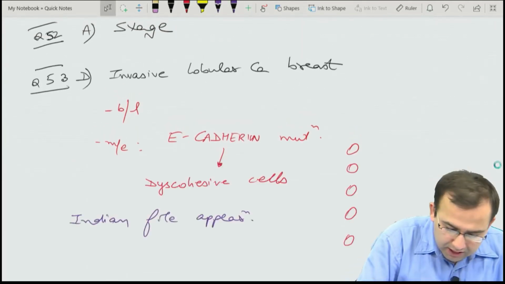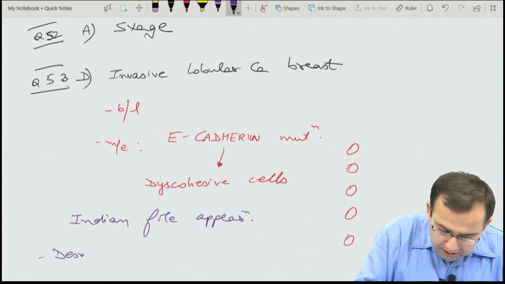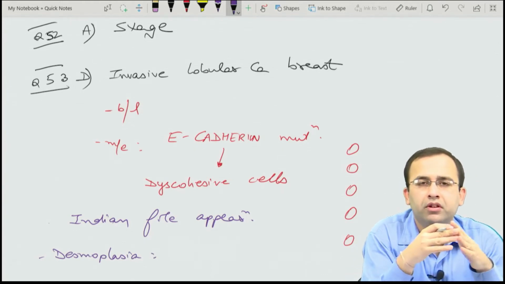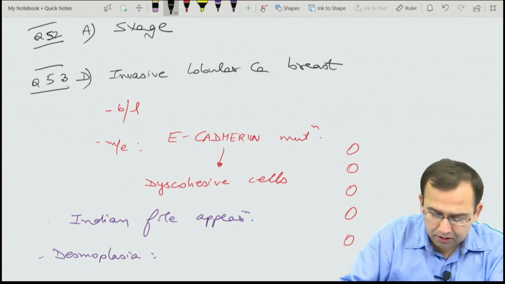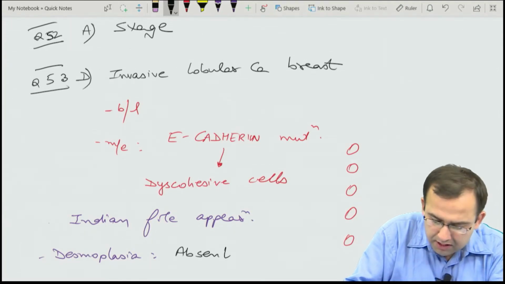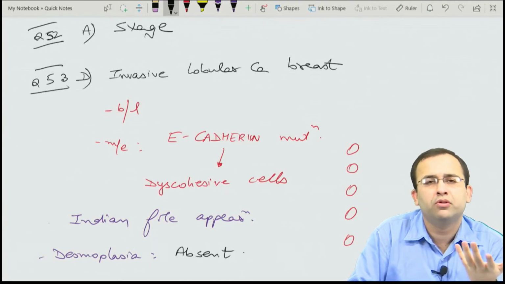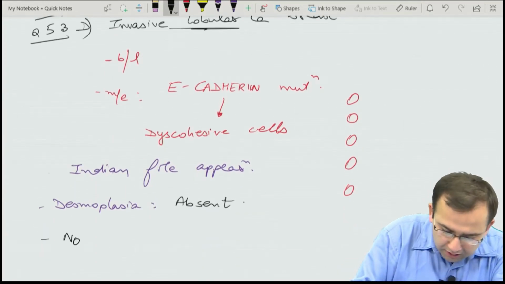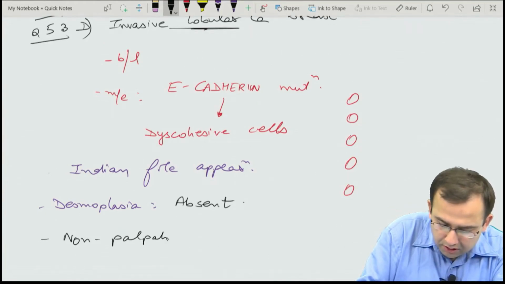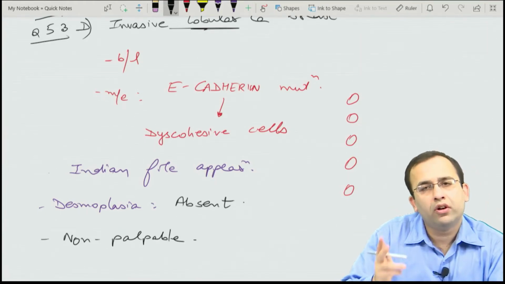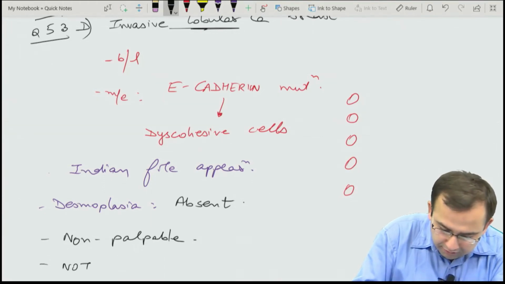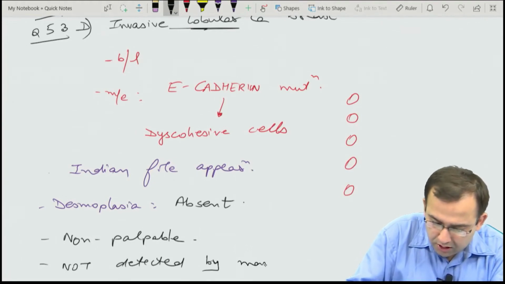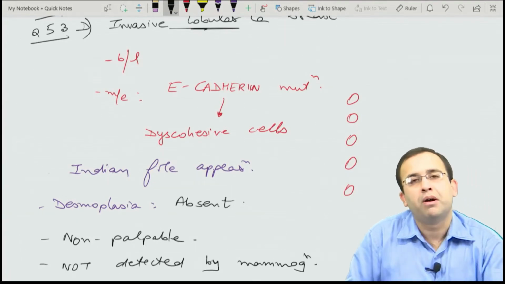Next point, if they are singly scattered, what about desmoplasia or desmoplastic response? What is desmoplasia? It is fibrosis occurring in response to the tumor. Is it present or absent? It is absent because the cells are singly scattered, so fibrosis in response to the tumor will not take place. So invasive lobular carcinomas are non-palpable in nature. Next, they are not detected by mammography also, as the tumor is not associated with calcifications.